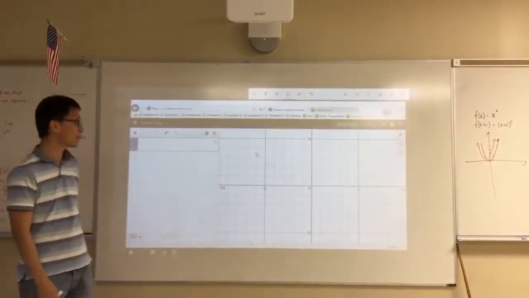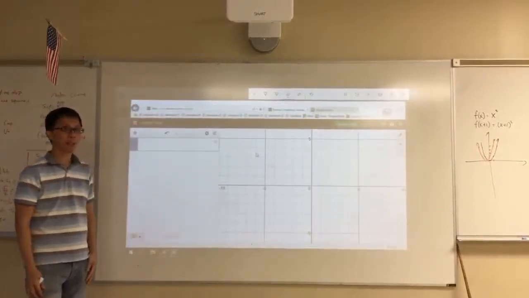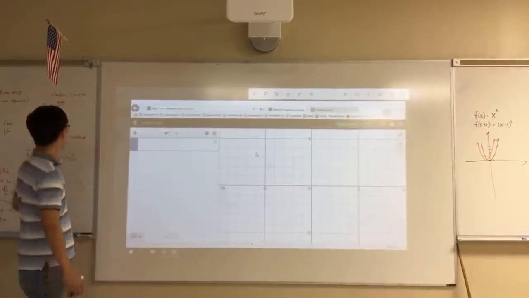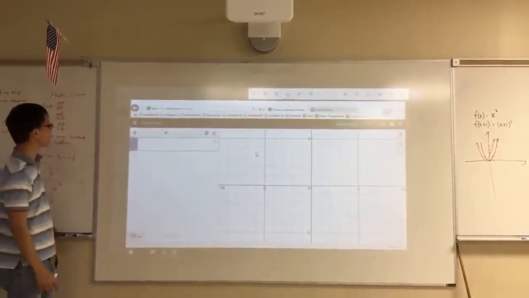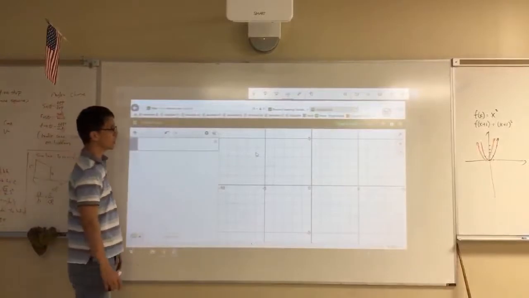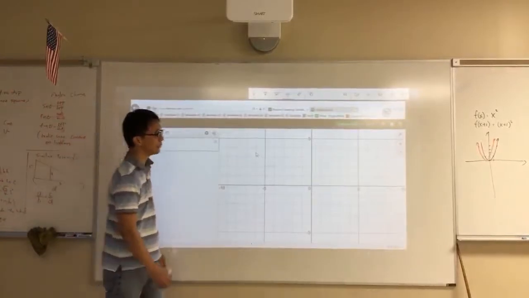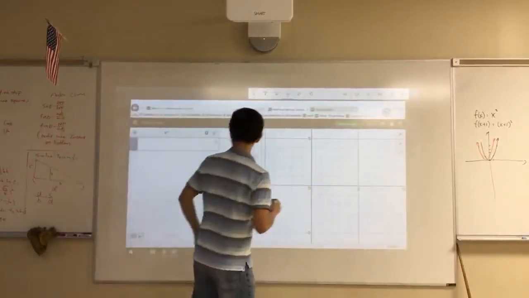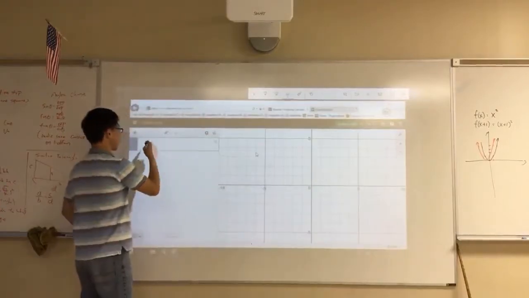So we're going to talk about all the parent functions, and we're going to start with the first one here. So what are the parent functions that we're going to talk about here? The first one is y equals x.